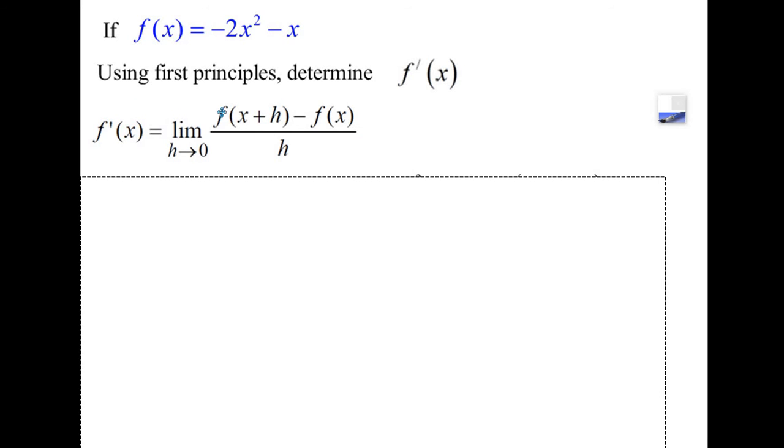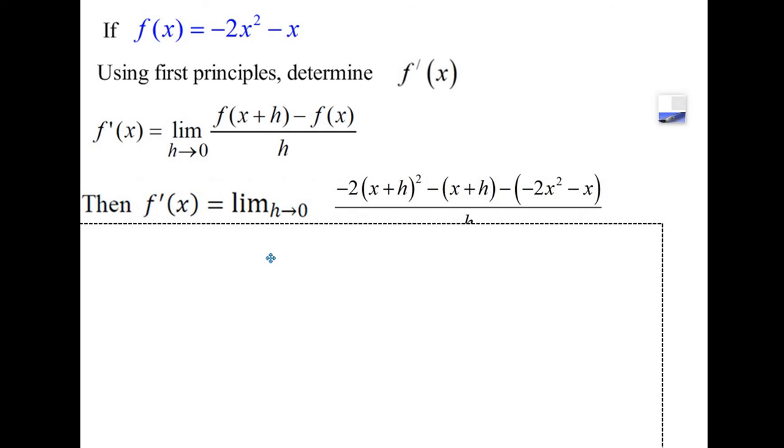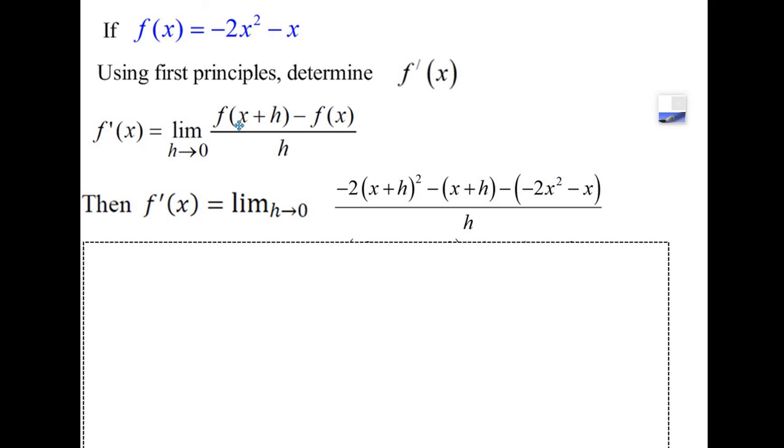Well, you write down this first principles formula, the limit as h approaches 0, of f of x plus h minus f of x, that's really just a change in y, over h, which is the change in x. So all you do is wherever you see x, put in x plus h. So that's all I've done. Instead of minus 2x squared, it's minus 2 times x plus h squared.